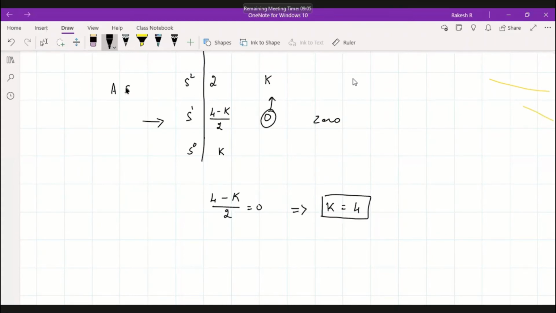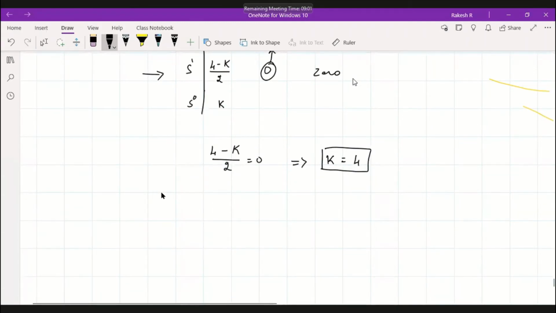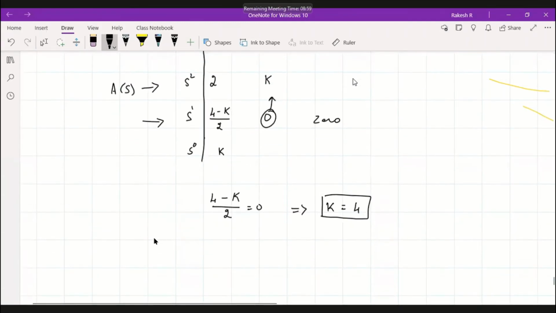Now the s square row will give our auxiliary equation. So I'll write the auxiliary equation as 2s square plus k equals 0.